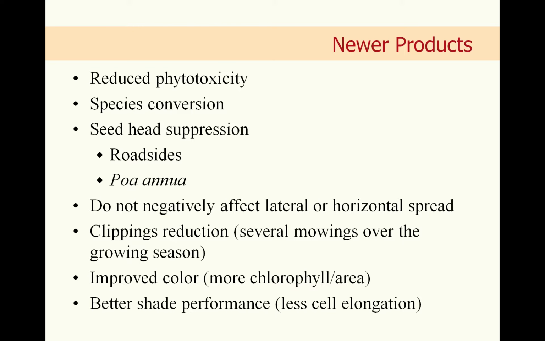Color is often improved because there's now more chlorophyll per area. The plant seems to compensate for lack of leaf surface area with the production of more chlorophyll. And they often have better shade performance. So in a shade situation, you often get elongation of the leaf as it looks for light, and this is often reduced because some of the modes of action of these plant growth regulators have to do with reducing cell elongation.